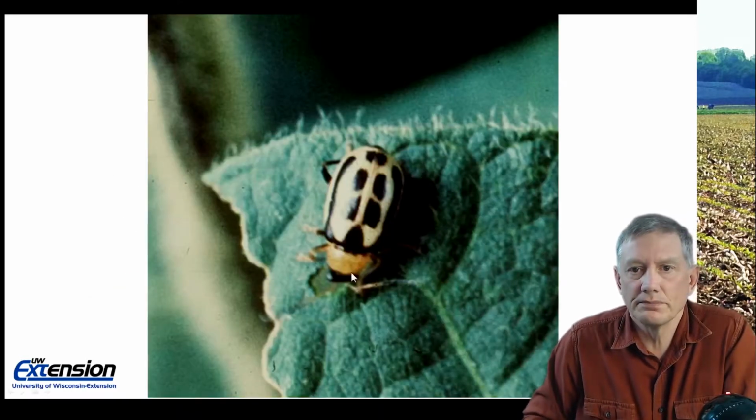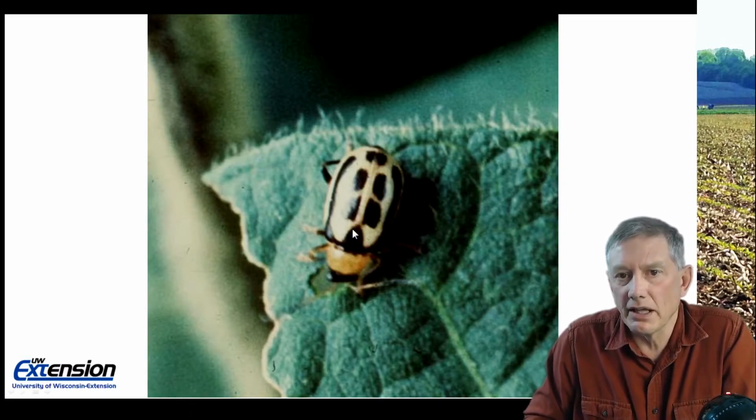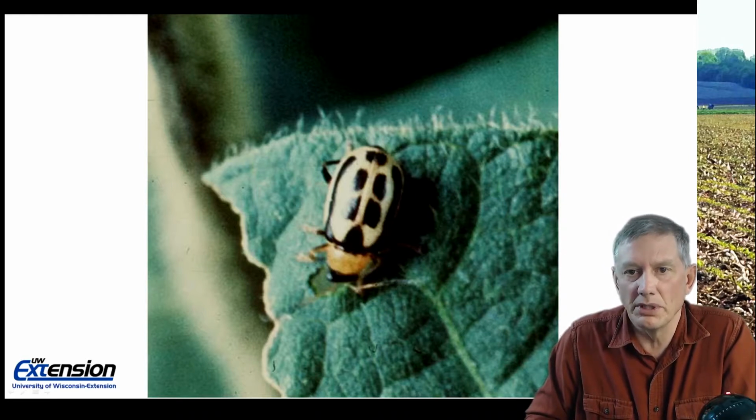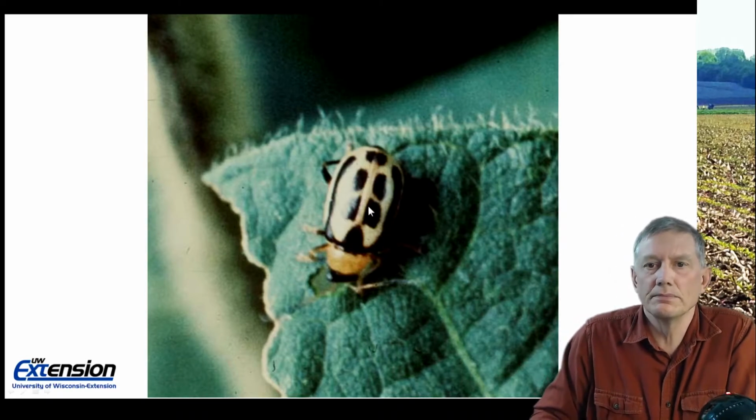Here's a close-up of an adult bean leaf beetle, and that's what we have to remember. All bean leaf beetles will have that black triangle right behind the thorax. They may be yellow, they may be greenish, they may be crimson in color. They may or may not have these stripes along the side of the wing covers, and they may or may not have any of these black dots. There may be 6 of them, there may be 4, and there may be 2.